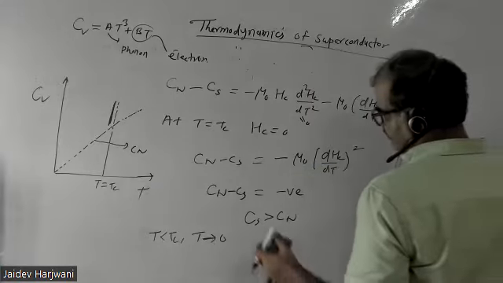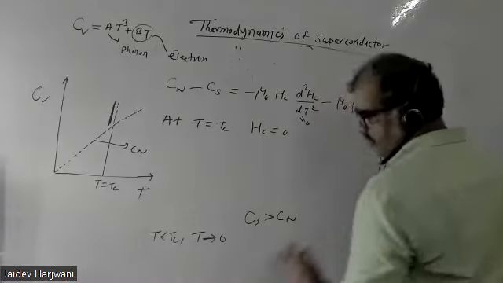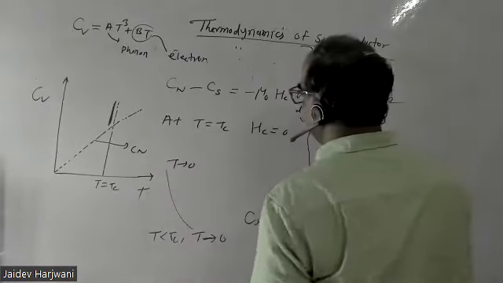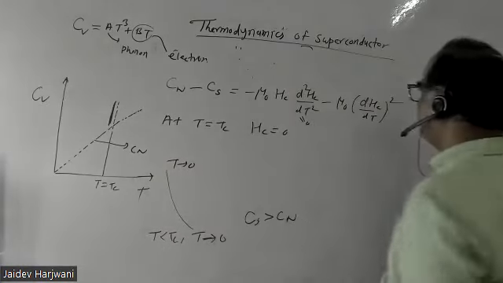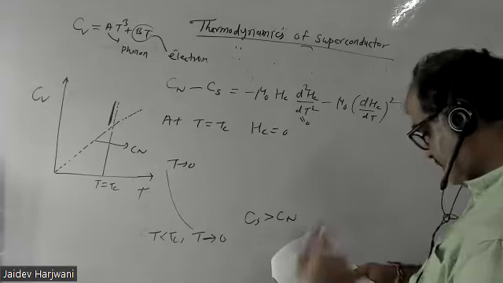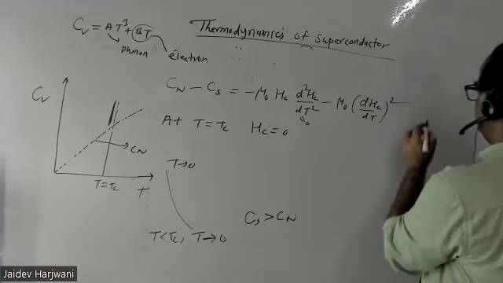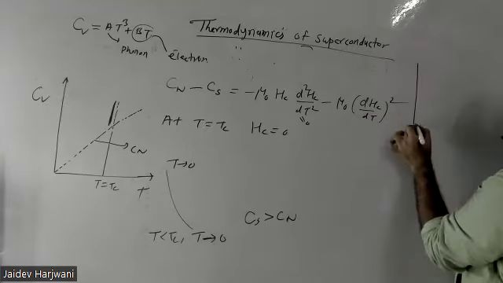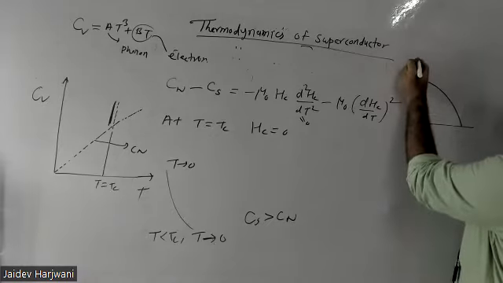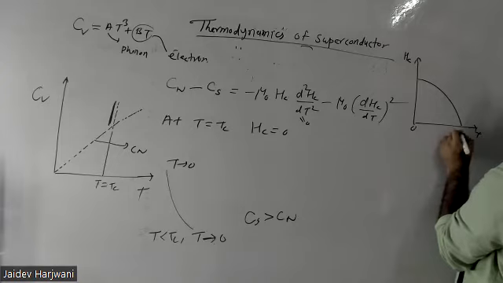Now I want to write the condition near T tends to 0. What is happening? If you see this equation, if T tends to 0, then what will happen? This is your graph. Sc by T is at Tc.